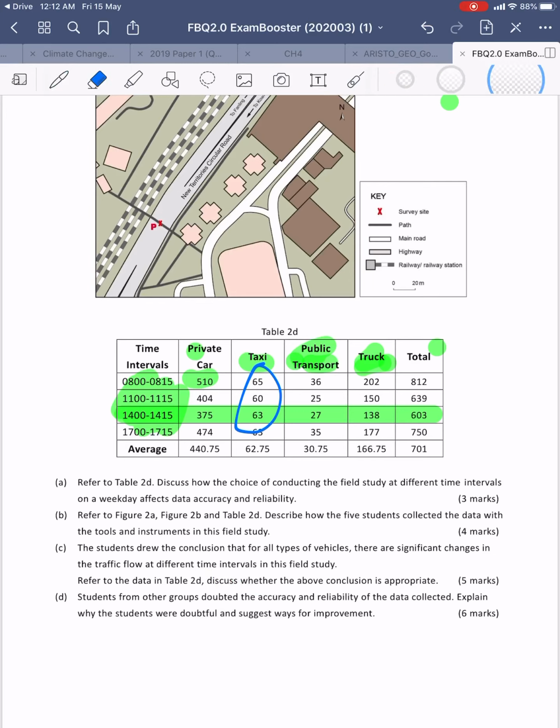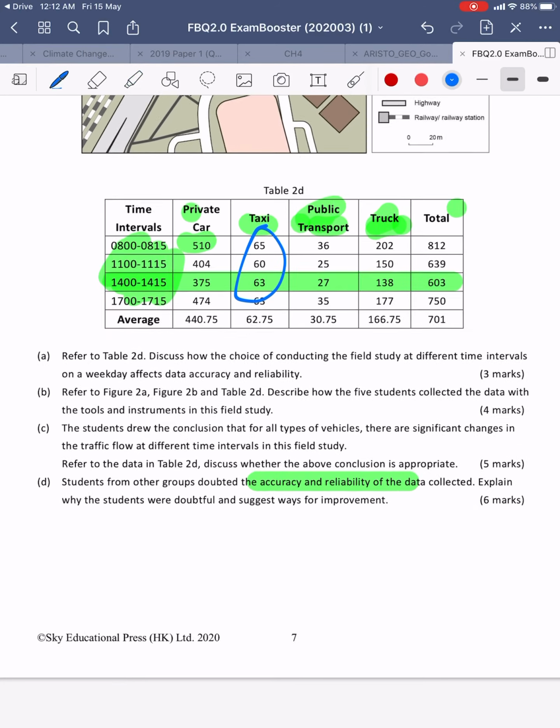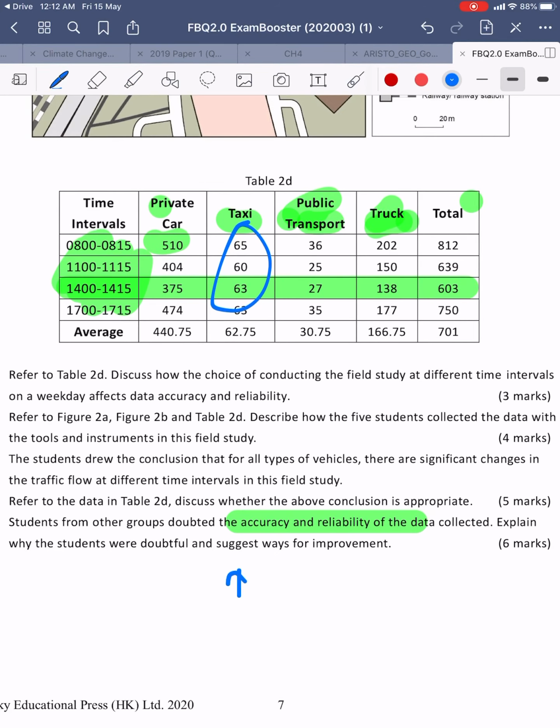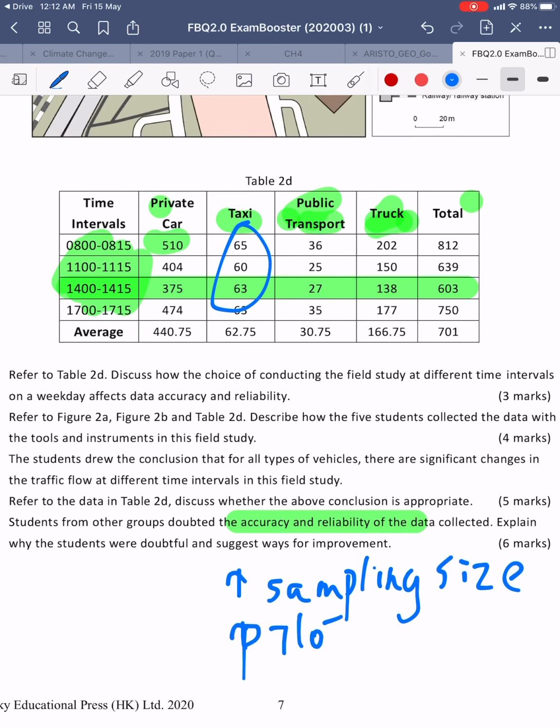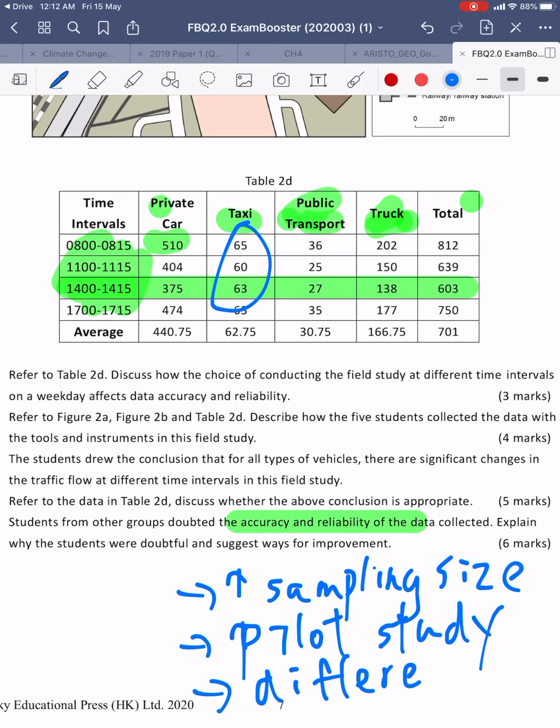If we are really talking about the accuracy and also reliability of the data, first of all, again, as I've said before, increase sampling size. What can be done also? Can it be done by panel study? Not sure. What can be done as well? Using different people to do the things again to prove whether it's true or not.